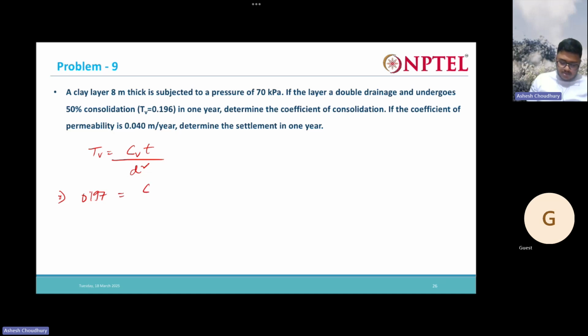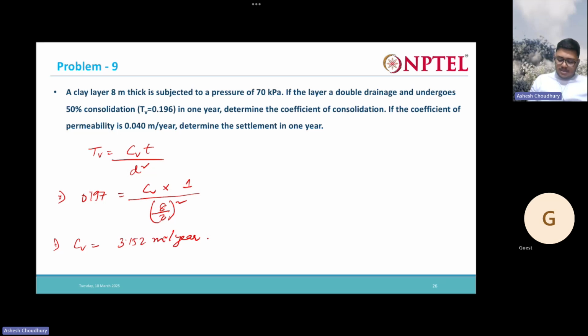This is 0.197. Time is 1 year, and D is H by 2, 8 by 2 square. From here I can get CV as 3.152 meter square per year. Okay, I got CV, right?